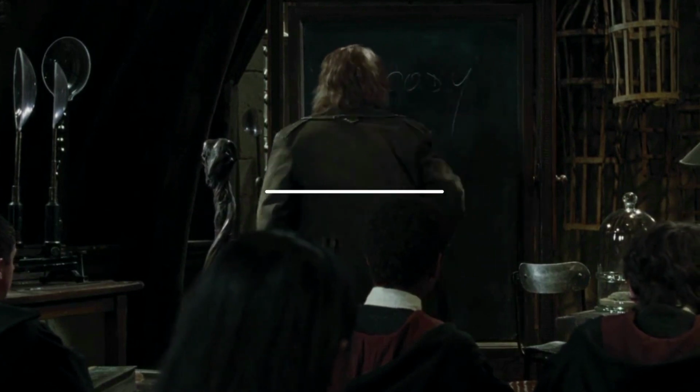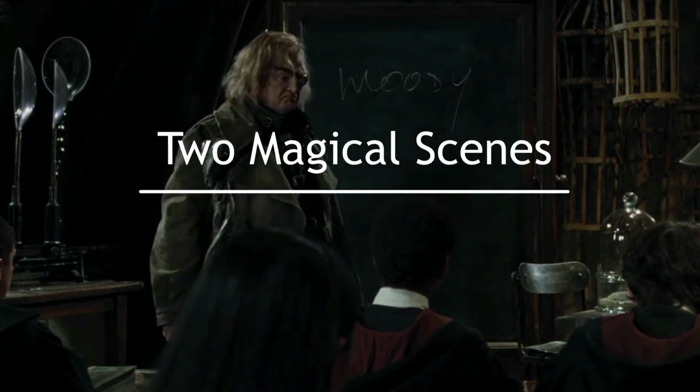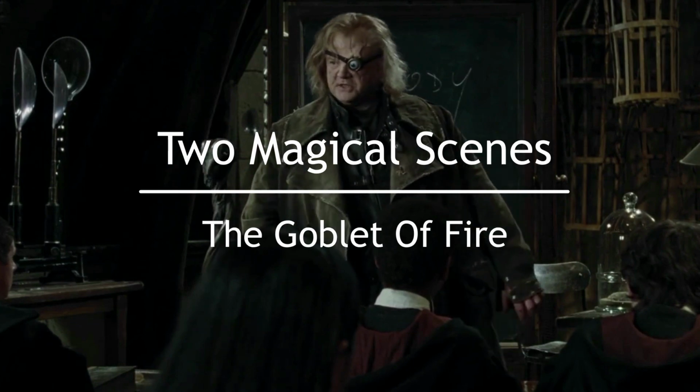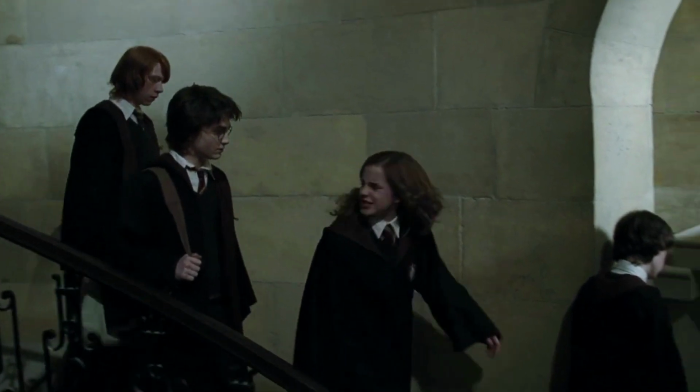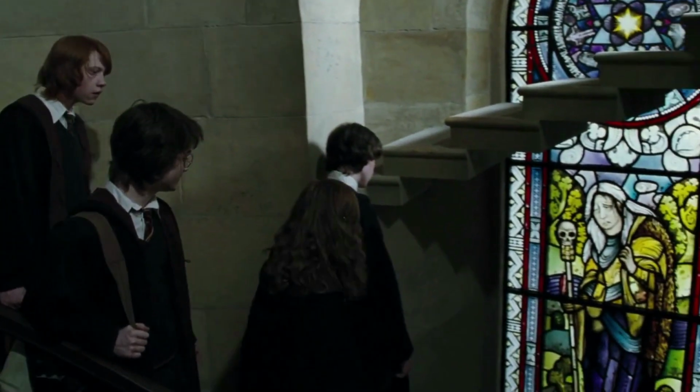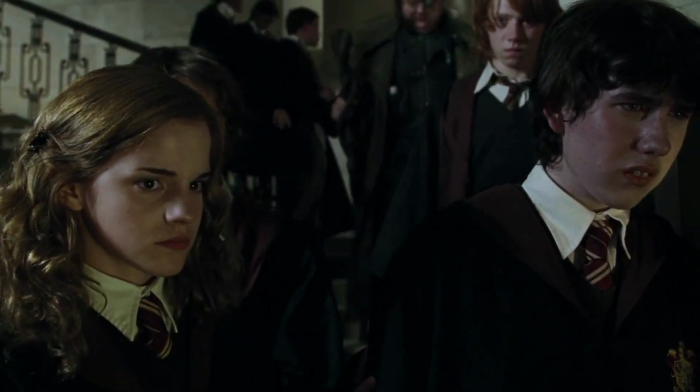There are two scenes in Harry Potter and the Goblet of Fire that stick out, and they are side by side. The first one is a Defense Against the Dark Arts lesson with Mad-Eye Moody, or, well, Barty Crouch Jr. The second scene takes place in a stairwell, where Mad-Eye approaches Neville.